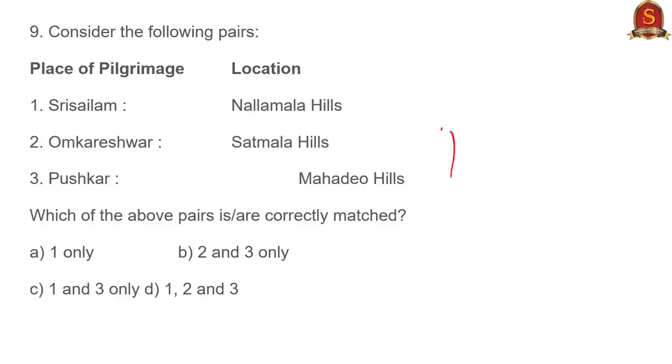Now again, using the same principle, reading in reverse, let's take Pushkar. Now, if you had looked at different states in India, Pushkar is a very important place which is in Rajasthan, and Mahadev Hills is nowhere in western India. You find that the third statement is wrong. B goes out, D goes out, and C goes out. A is definitely the answer. You need not worry about where exactly is Srisailam or Omkareshwar. All that was required was finding that the third statement is wrong.